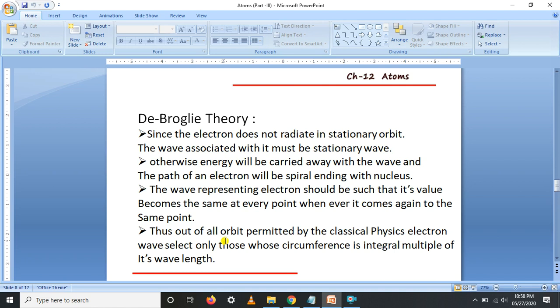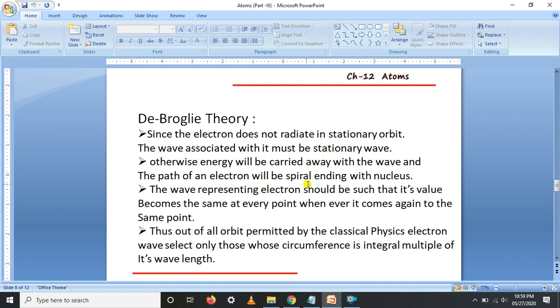All these we have studied in Bohr's postulates, and since the electron does not radiate in a stationary orbit, the wave associated with it must be a stationary wave. So whenever the nucleus is present in the center and the electron is revolving in a circular orbit, the wave associated with that stationary orbit will be a stationary wave, and that orbit has a nature like a stationary wave.